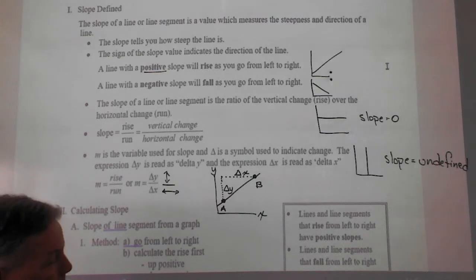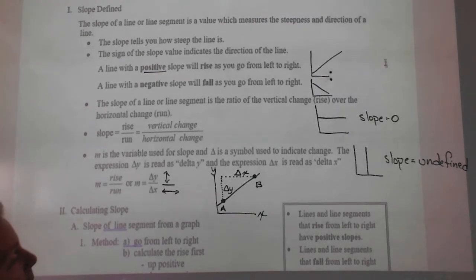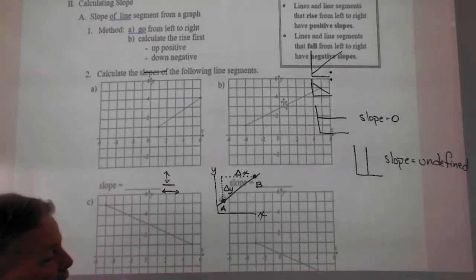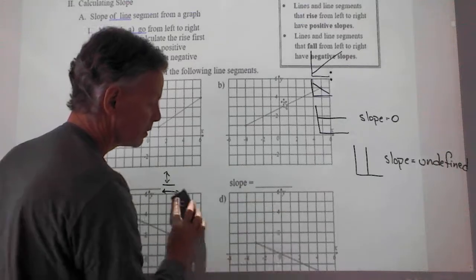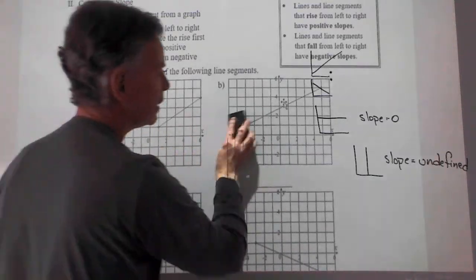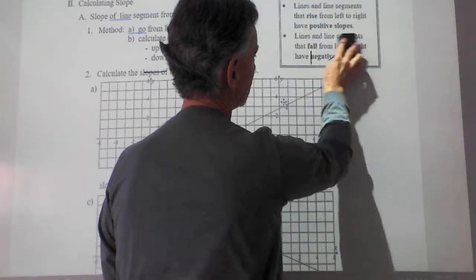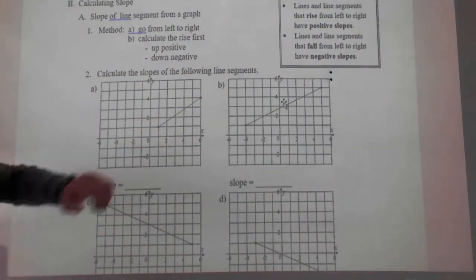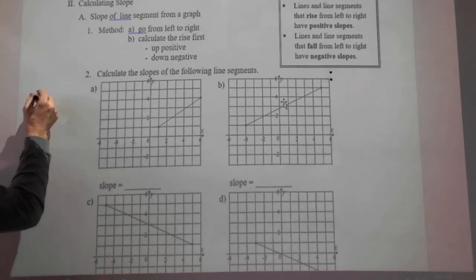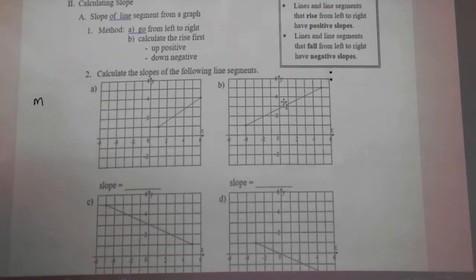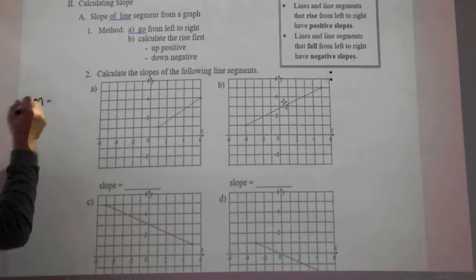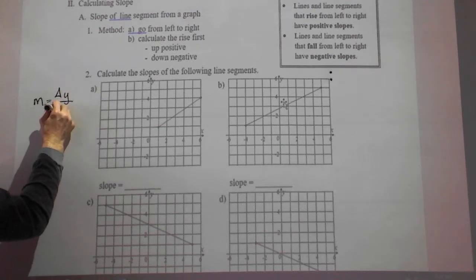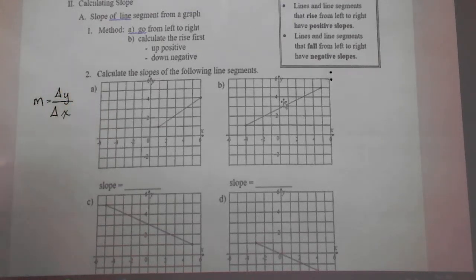So, in order to calculate slope, all we need to have is 2 points on a line, okay? If we have 2 points on a line, we can calculate slope as rise over run. So, again, slope is the symbol m equals the change in y divided by the change in x.